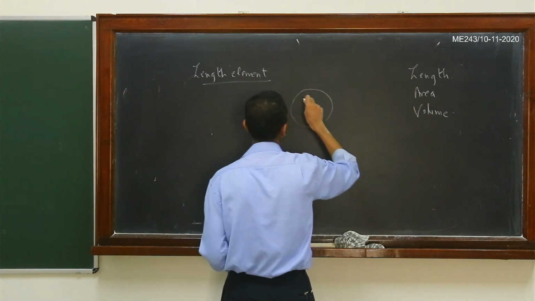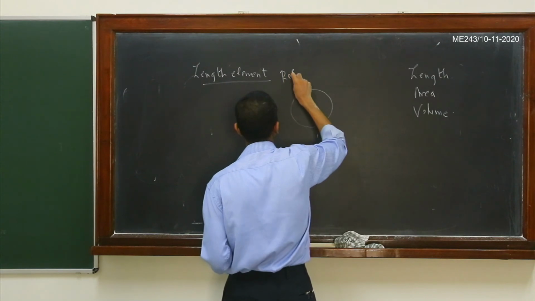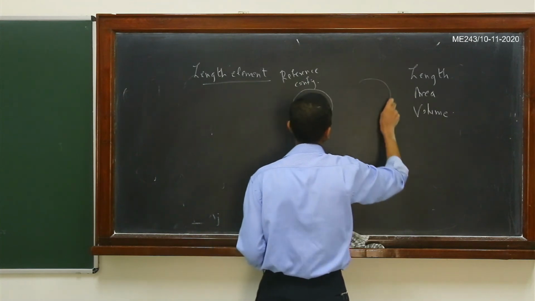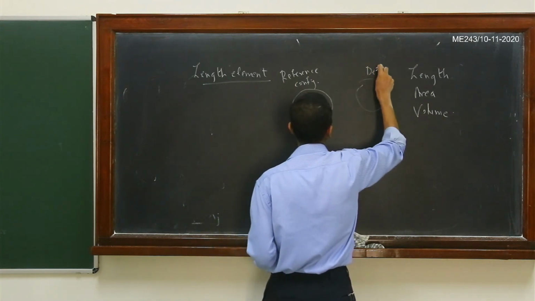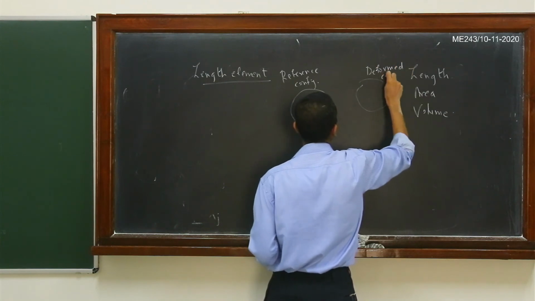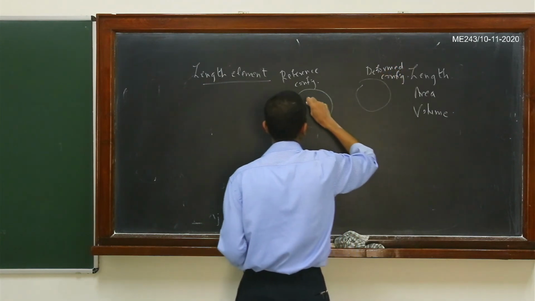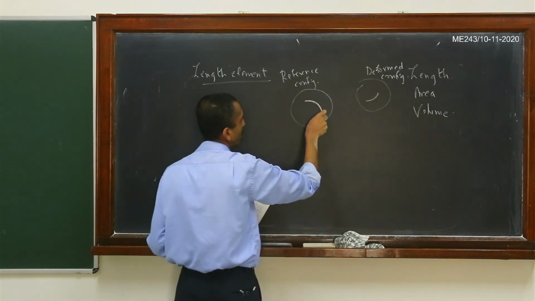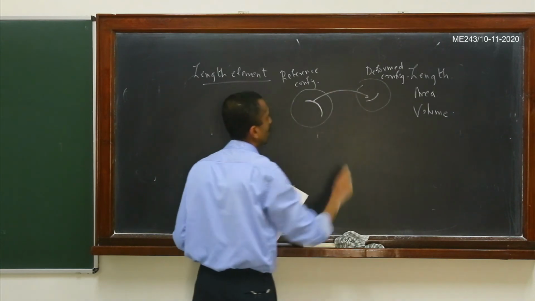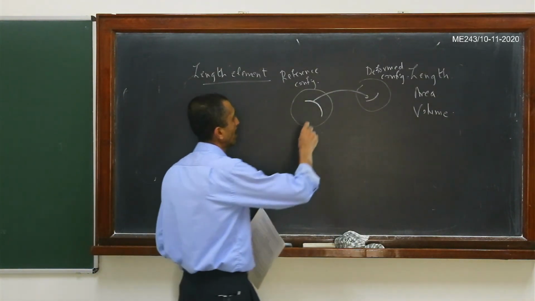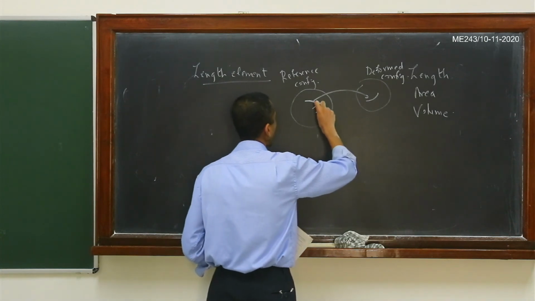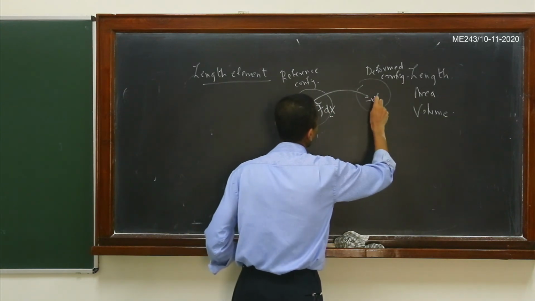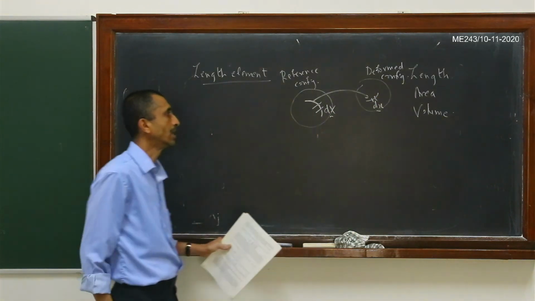Suppose this is your reference configuration, and it goes into some deformed configuration. Suppose you think of some curve, and all these particles are getting deformed to this particular curve here. If you take some element here, d capital X, then that is getting deformed to an element dx in the deformed configuration.